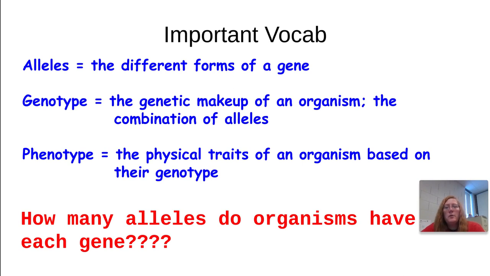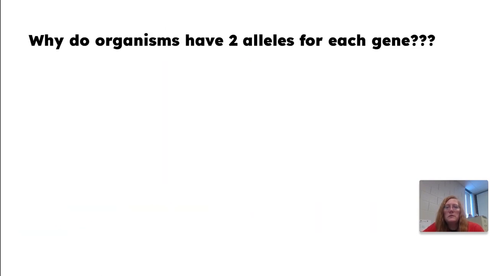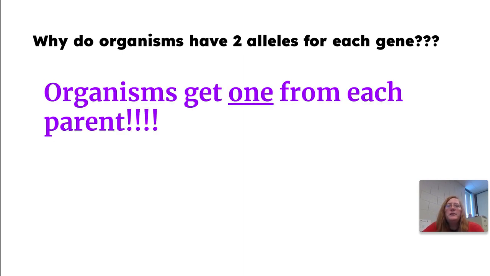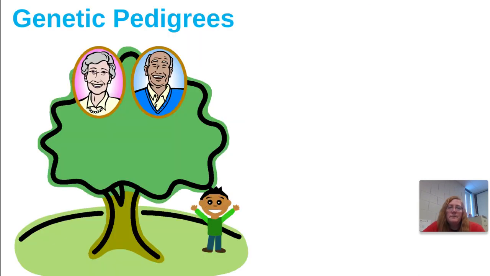How many alleles do organisms have for every gene? 2. Why? Do you remember this? You get 1 allele from each parent, 1 from your mom, 1 from your dad. Okay, so one of their goals in doing a pedigree is to be able to identify the genotypes of the individuals in a pedigree. And we will walk through how we do this given information.